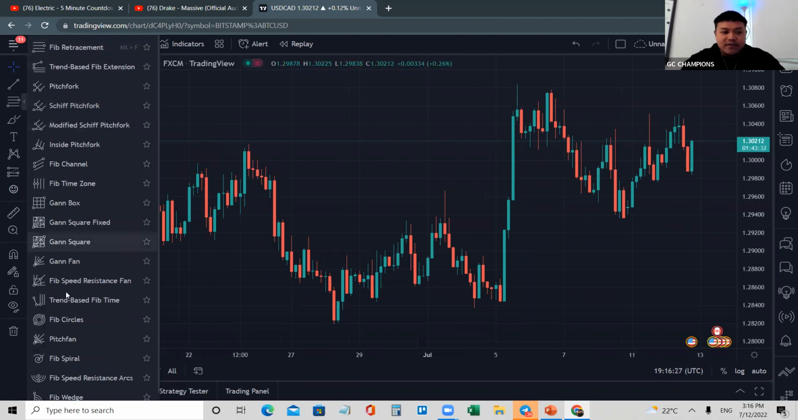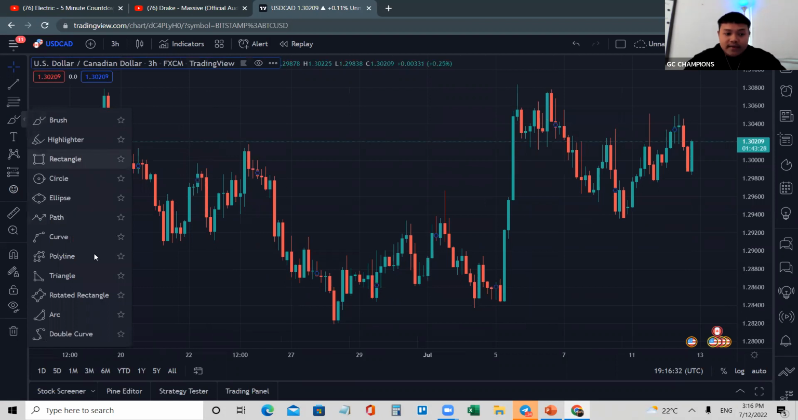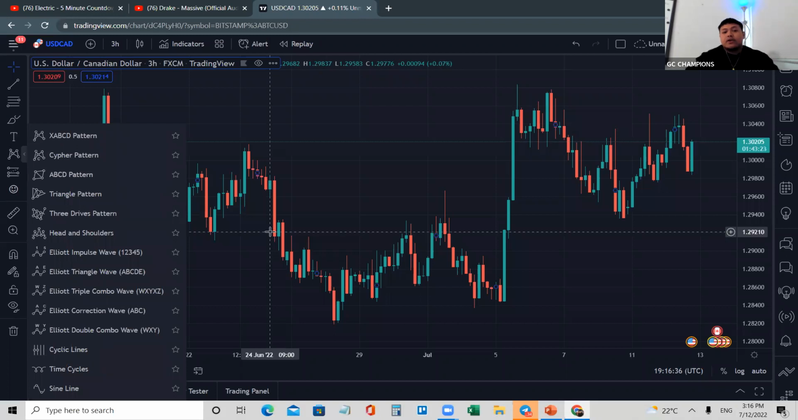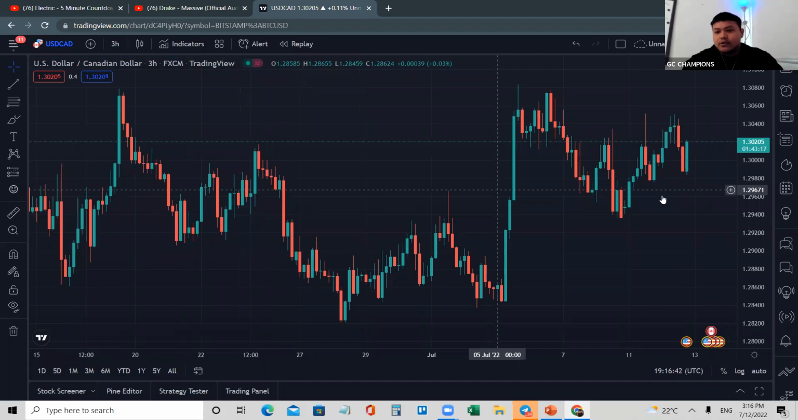This is more the advanced stuff. You also have brushes, rectangles, and shapes that you can use, and different strategies you can try out in TradingView. This is what I call the drawing board. For most traders, this is what they call the drawing board.